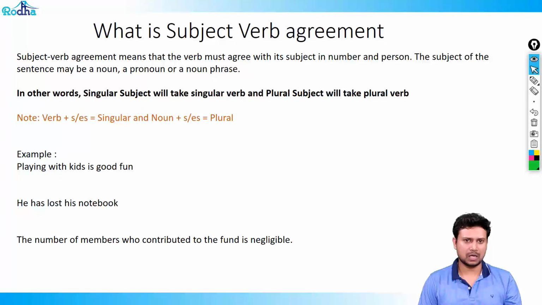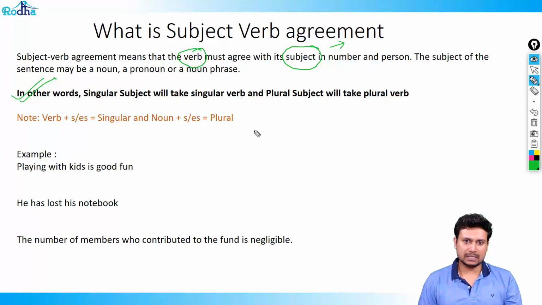Now that we have understood how a subject is identified, let's deep dive into what this agreement is that we are referring to. So this agreement is now the point of our focus to understand how it actually works. If you look at subject-verb agreement, it is nothing but agreeing the verb with your subject. In other words, this becomes absolutely important: your singular subject should take a singular verb and a plural subject must take a plural verb.